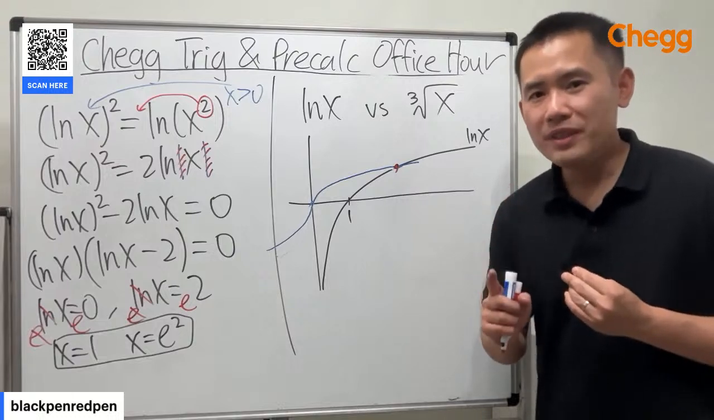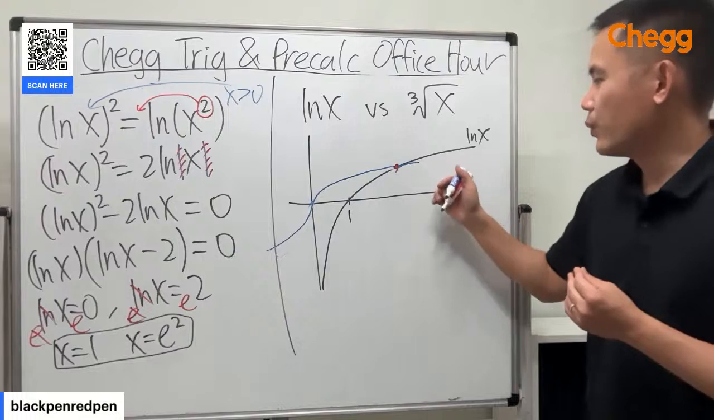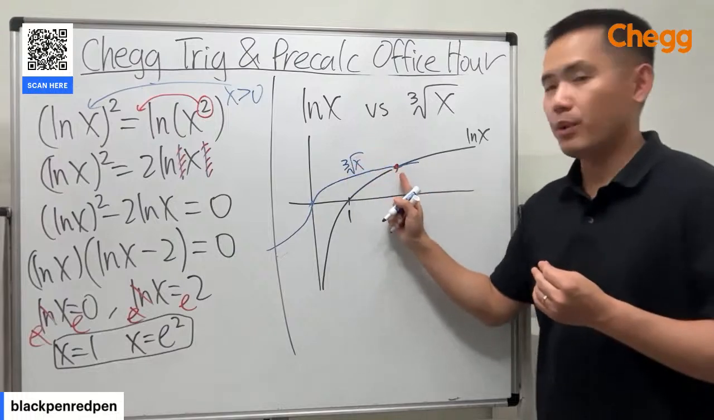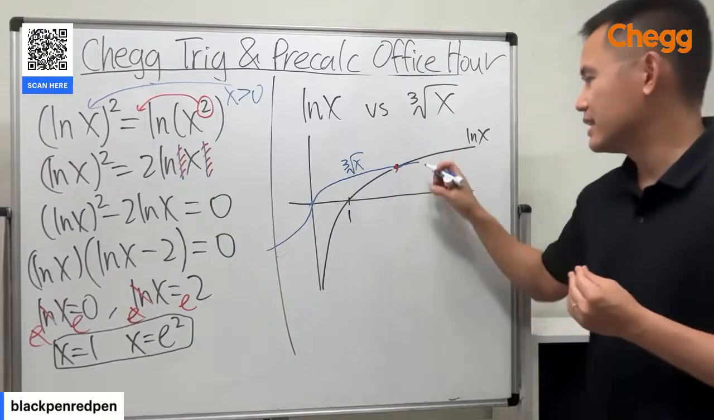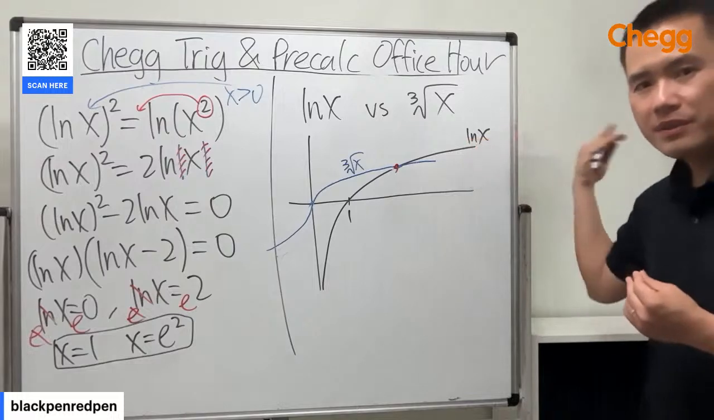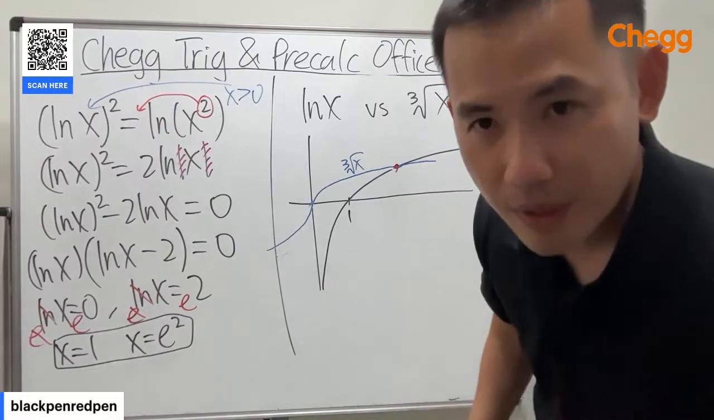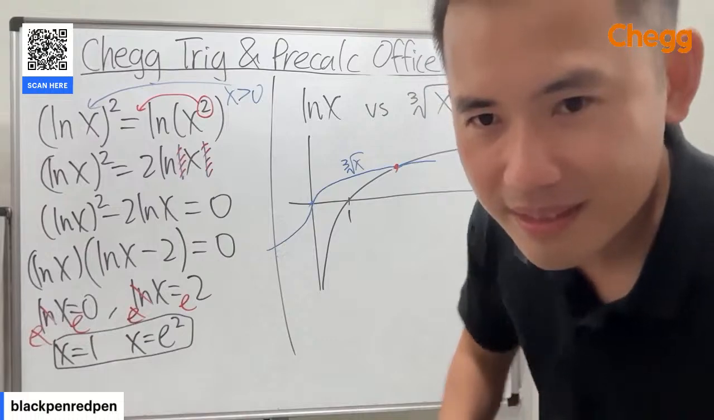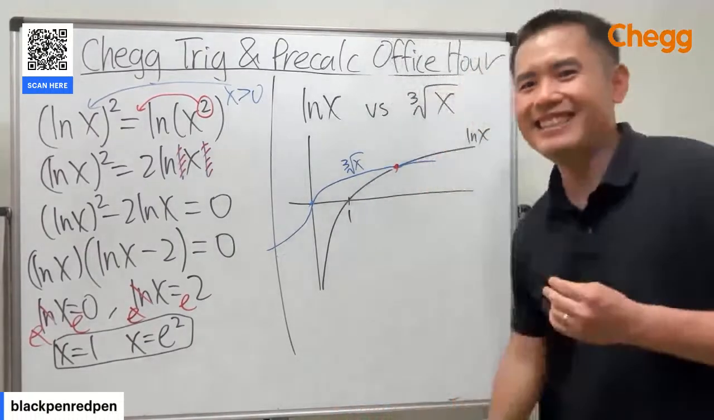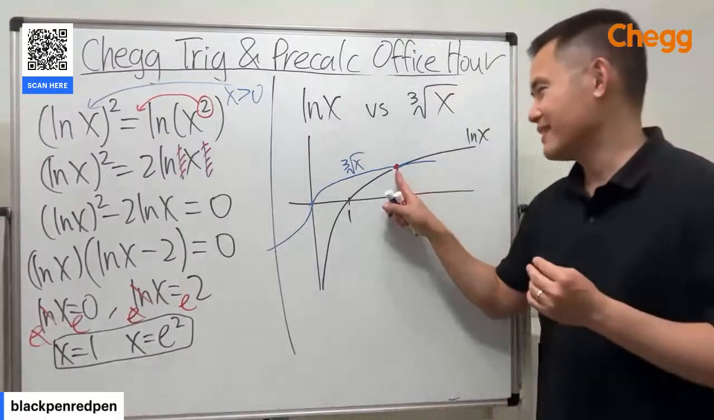Now, how many of you guys think that ln x will be always above the cube root of x after this point? Do you guys think that they will never intercept anymore right here? Maybe far in the future. So go ahead and let me know what you guys think. I see an answer. One is about 6 point something.